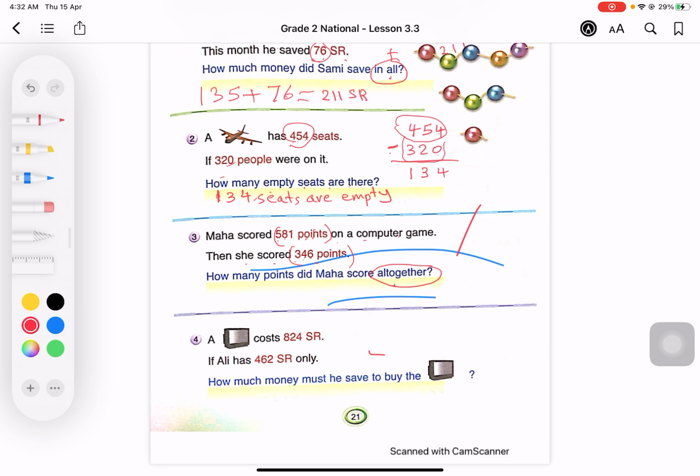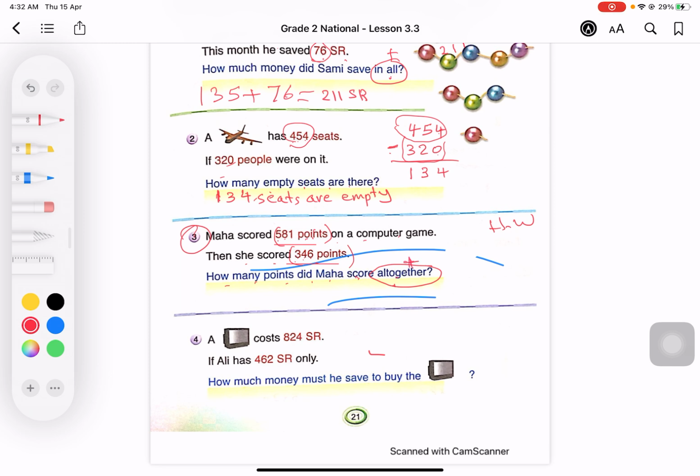This will be, grade 2, a homework for you to do with the other homework. This is homework, this question. So you are going to add how much did she score in the first game and how much she scored in the second game. How many points did Maha score all together? All together means what? Plus.